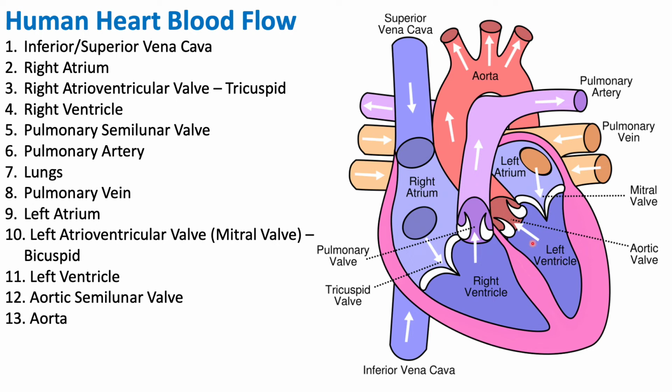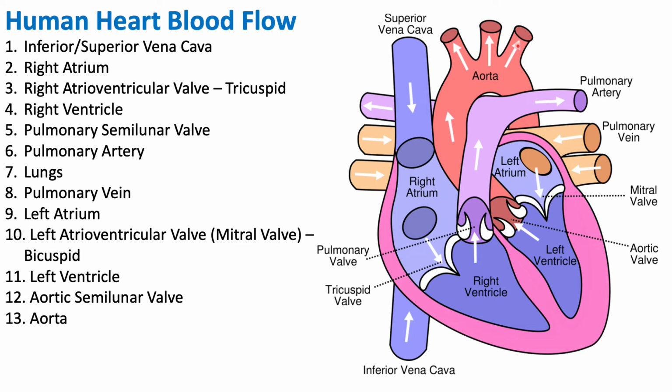Now, when the left ventricle pushes that blood out into the aorta, it passes through another valve, and this valve is known as the aortic semilunar valve. Now, once it enters the aorta, it simply pumps that blood out into the body.